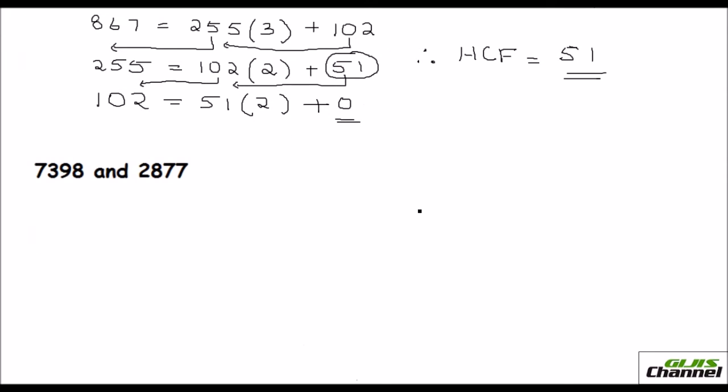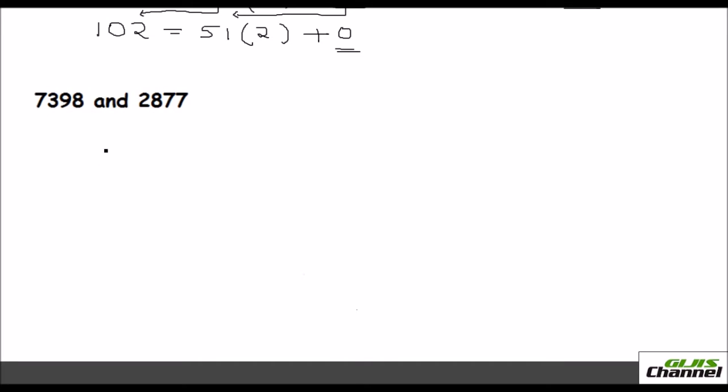Now I have taken even bigger numbers, and I'll do that once again so that you get a clear picture of it. So this is 7,398. The bigger number I put on the left side, and I take the smaller number here, 2,877 times 2. I can take it as 2, and your remainder would be 1644. Just do the calculation. This is what you get.